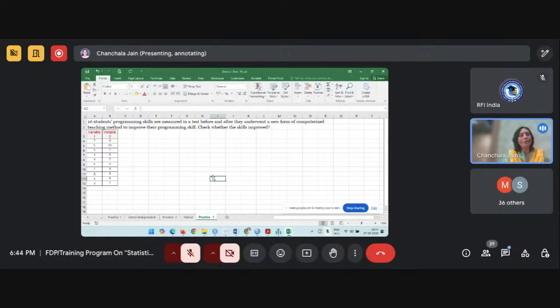Then the question comes of the varieties of the t-test. There is the one sample t-test and the two samples t-test. In the one sample t-test, we always compare the sample mean with the population mean. We want to see whether the sample belongs to the same population or not. If the sample belongs to the same population, the sample mean is the same as the population mean. So you compare sample mean and population mean in a one sample t-test, right?